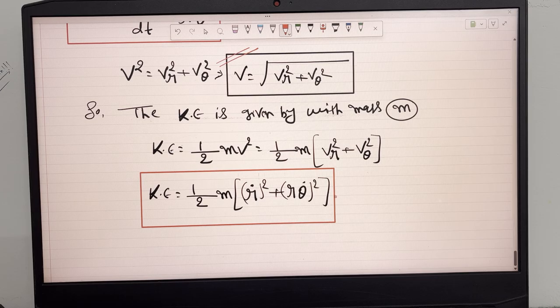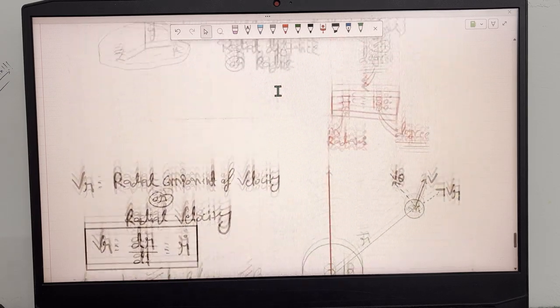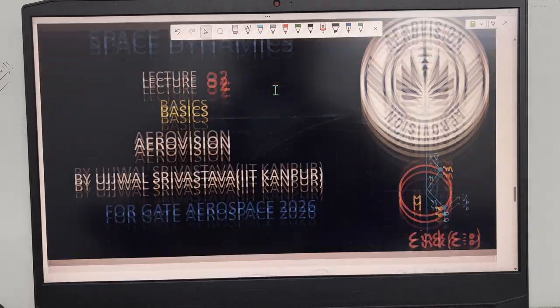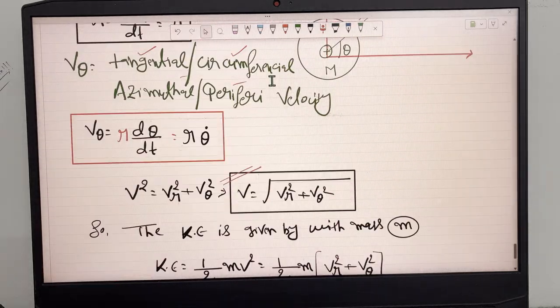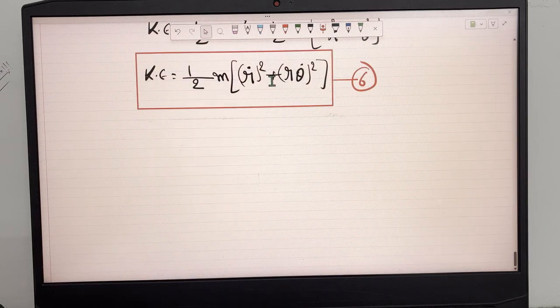This is equation number 6. I think the last one is a 5, right? Yeah. This is your equation number 6.